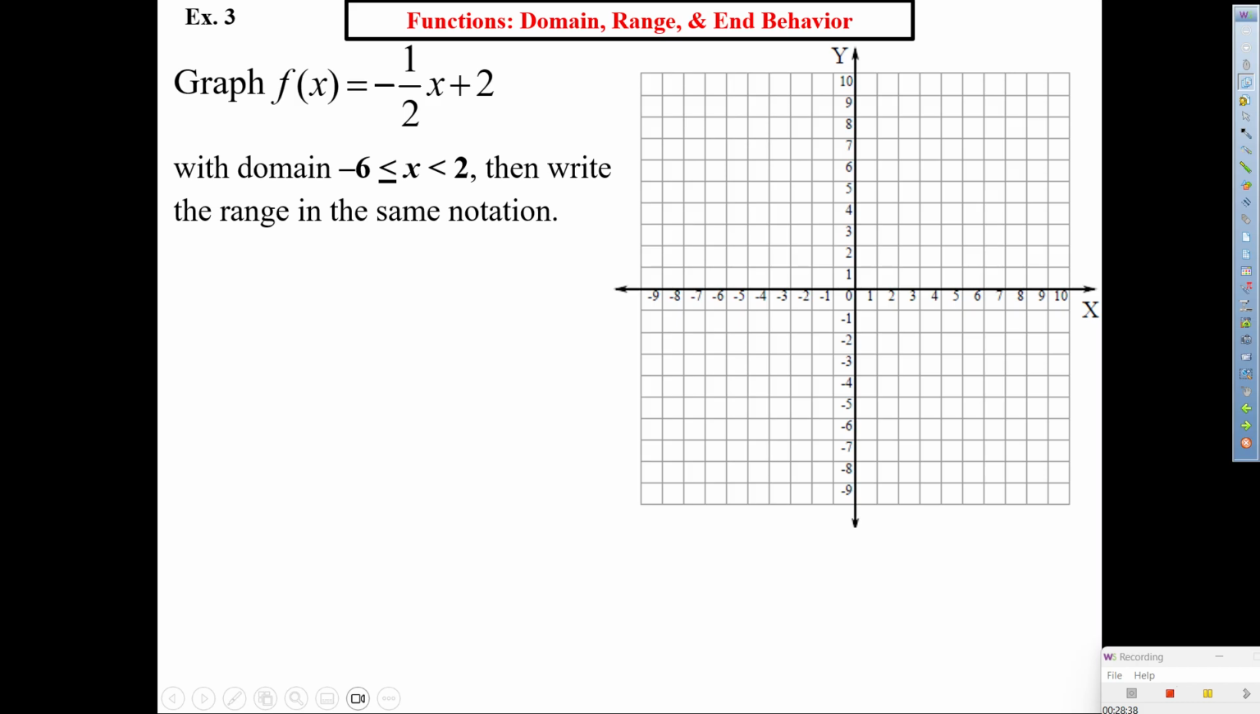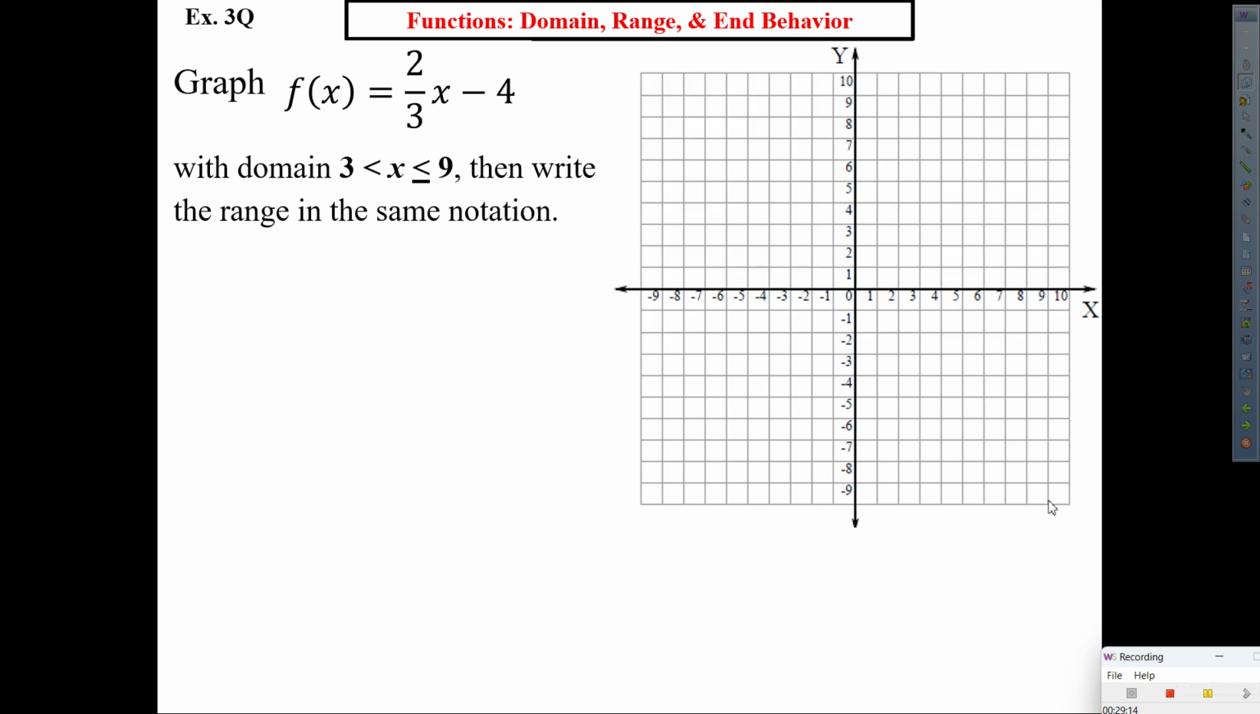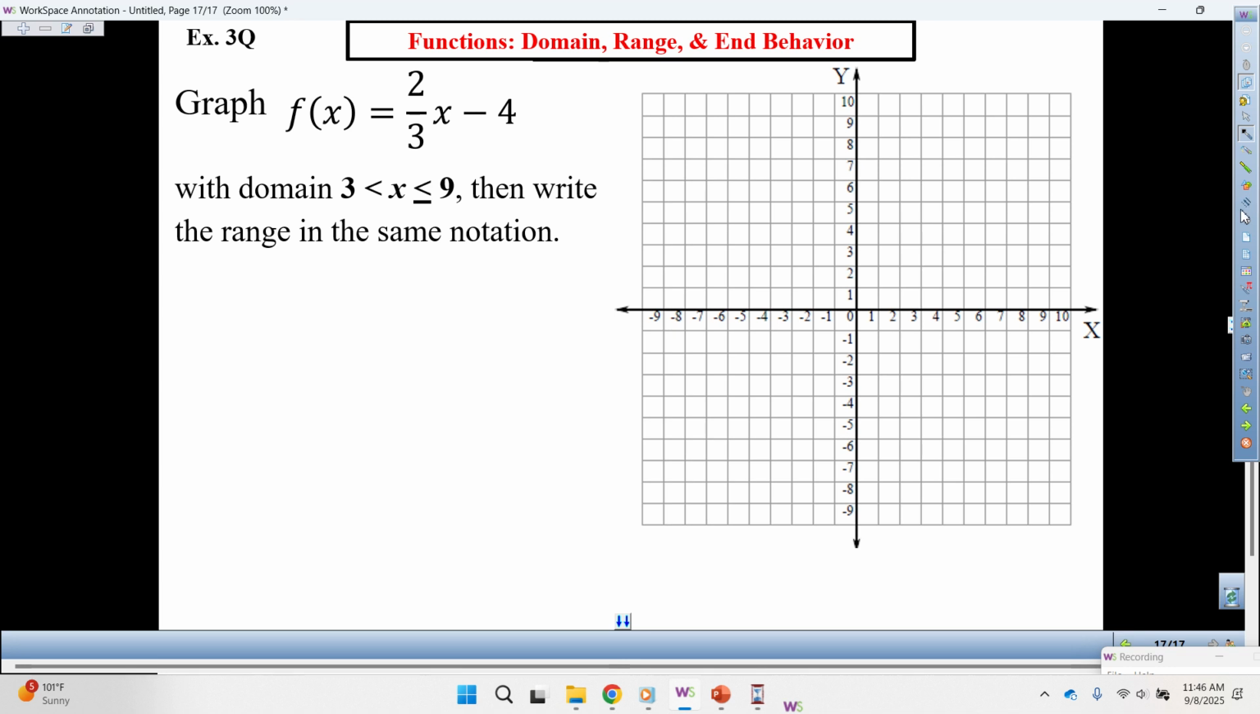Example 3Q. The function f of x equals 2/3 x minus 4 with the domain 3 less than x less than or equal to 9. So show me that. I'll give you guys some time. Copy and go. Now I'm going to go back to the other one to get the range. It's on your screen so you can zoom in. All right, here we go. So, go through this process.